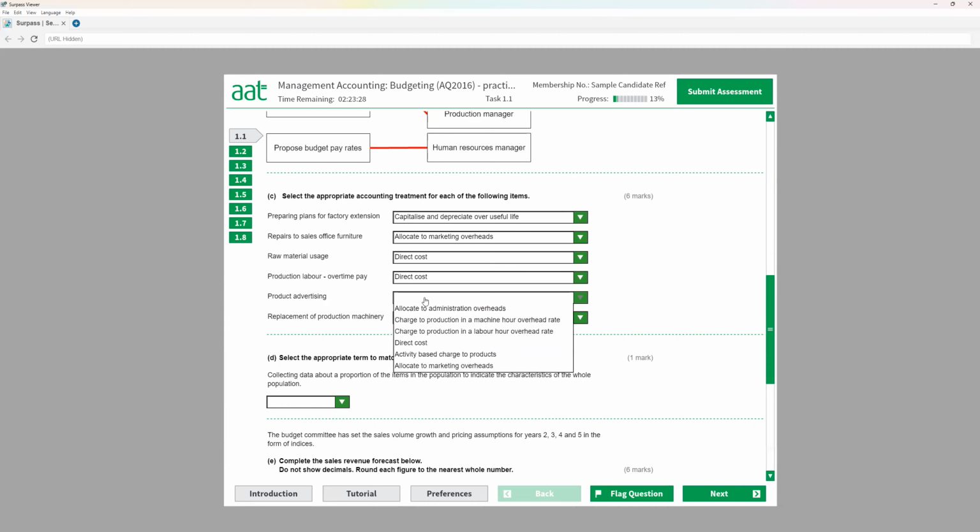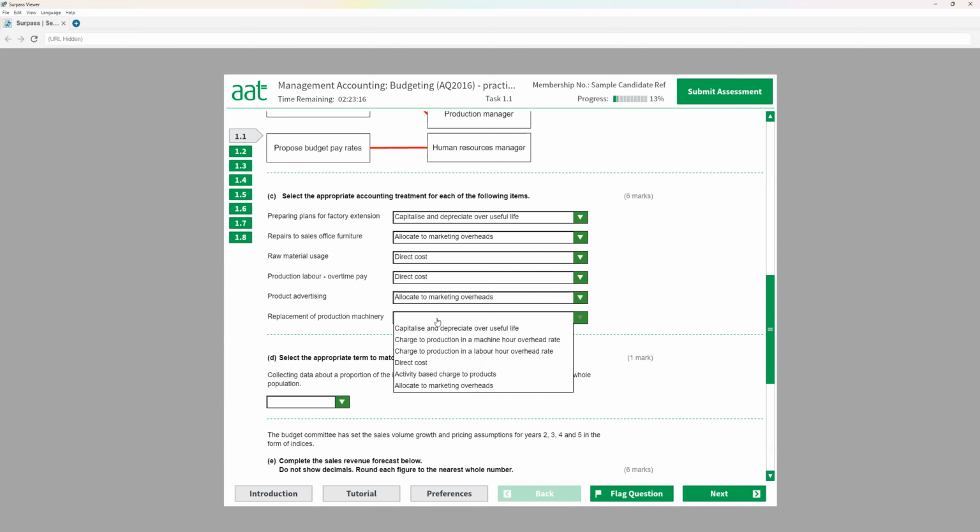Product advertising is relevant to marketing, so it will be allocated to marketing overhead. Replacement of production machinery: if there is machinery, it is a fixed asset, so you have to capitalize it and depreciate over its useful life.